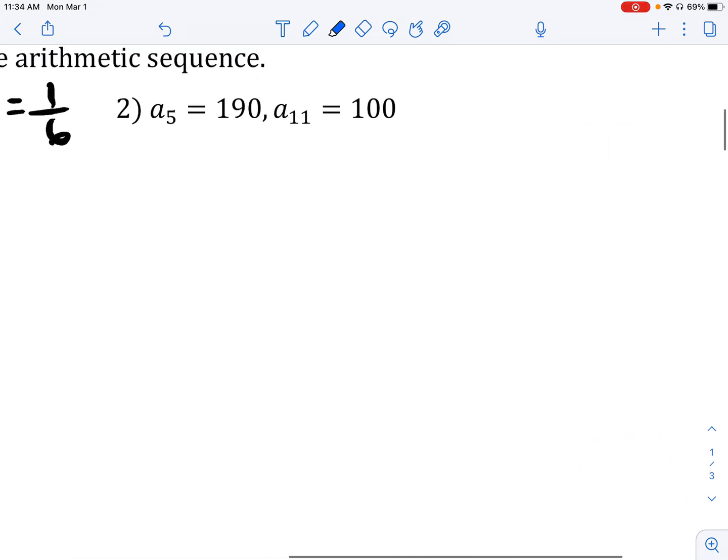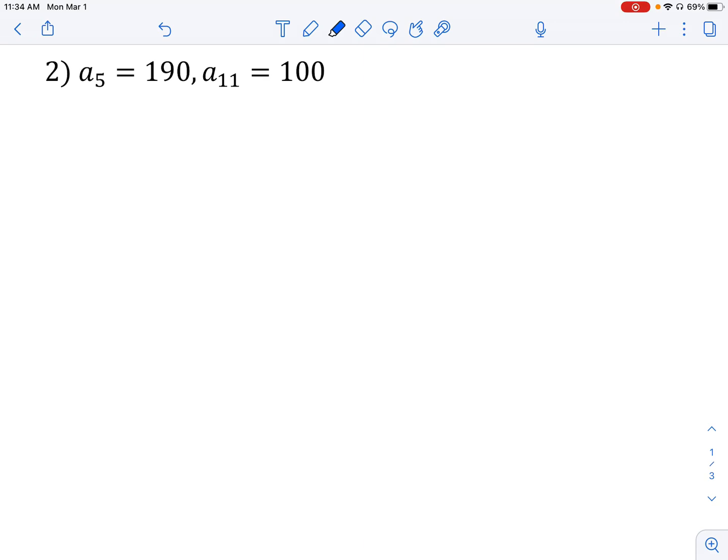Let's try something like number 2 now. Now, number 2 is interesting because this time I'm not giving you the first term in this sequence. And you could take this information here and you could try to find a sub 1. That would be totally legitimate. But I want to kind of encourage you to think about it slightly differently. First, let's try to figure out what is our common difference here.